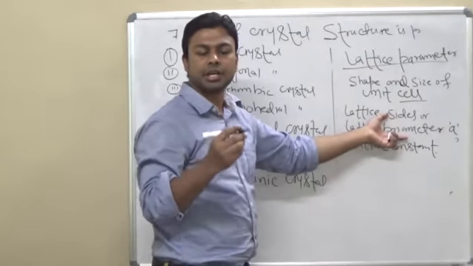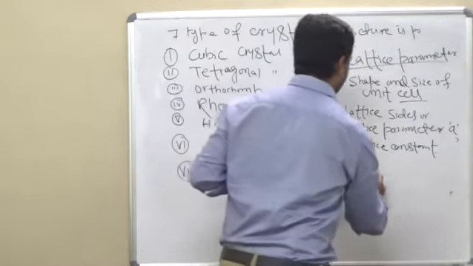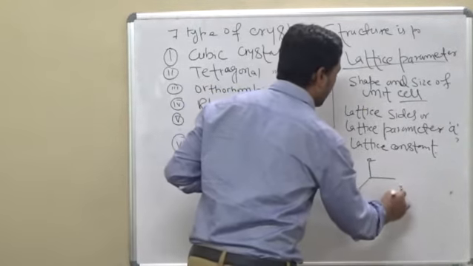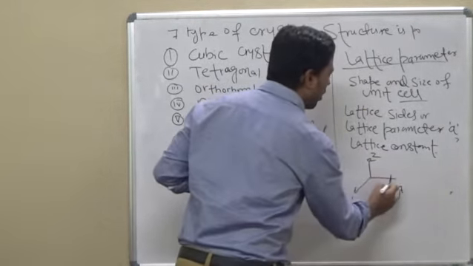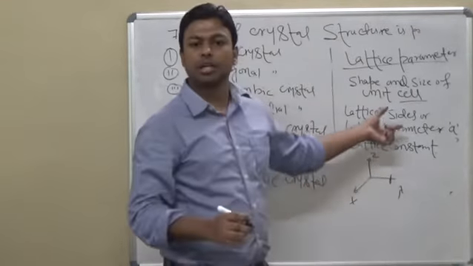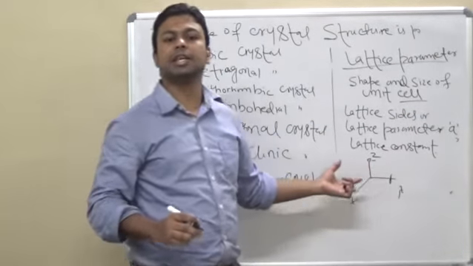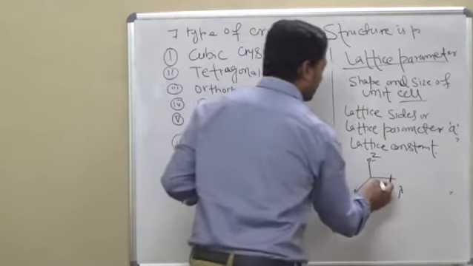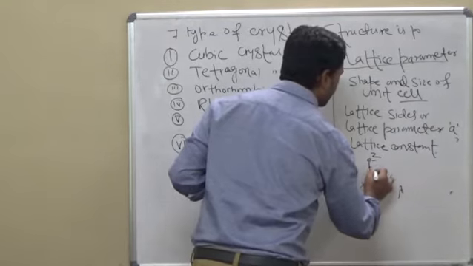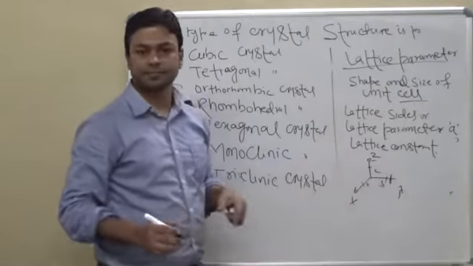What is the relation between all three sides? If we assume this is x, y, z, so what are the lengths? This is the length, this length, this length. If it is a cubic, only one constant is sufficient. But if it is not cubic, we need to define three different constants. Assume they are not equal. So this is x, a, this is y, b, this is z, c. We need to define three parameters. This is called the lattice parameter.